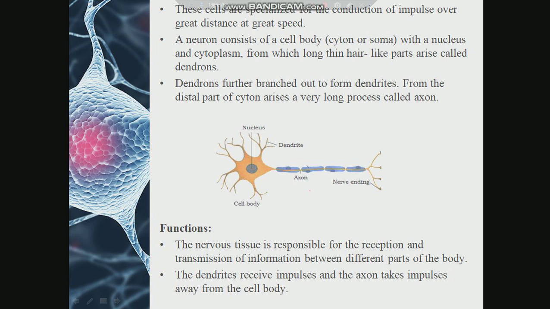At the end of the axons, you will have the nerve endings, which will be fixed to the body parts in order to transmit the signals. The main function of nerve tissue is reception and transmission of information between different parts of the body. That is, it is responsible for transferring information from different parts of the body to the brain as well as to the spinal cord. The dendrites receive impulses and the axon takes the impulse away from the cell body. That is, the dendrites receive the signals, and they are transmitted through the axon away from the cell body.